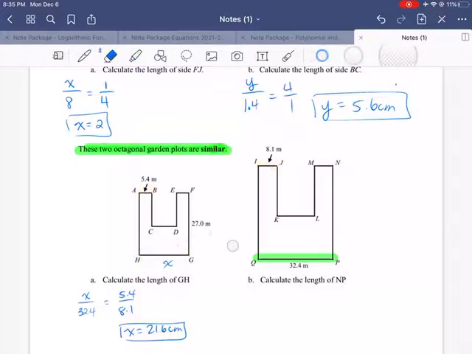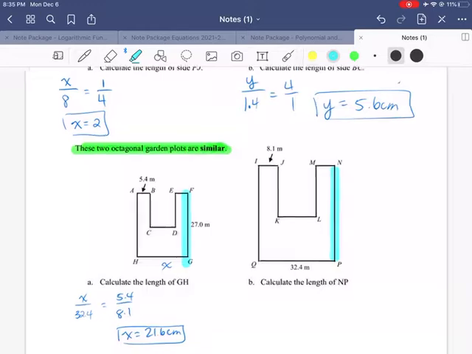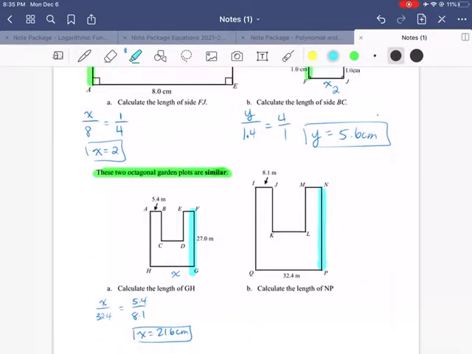And calculating the value of NP, okay, let's just erase some of this stuff here. NP is over here, so we're comparing that to FG. So NP is our unknown, let's call it Y. So Y over 27 is going to be equal to 8.1 over 5.4. And if you solve, you're going to get Y equals 40.5 meters.